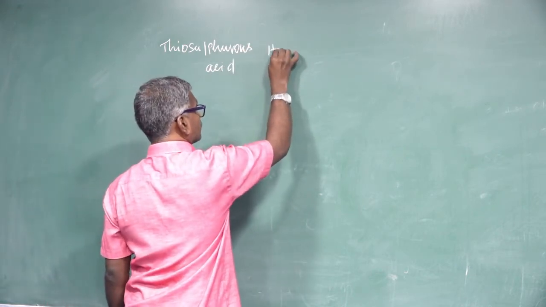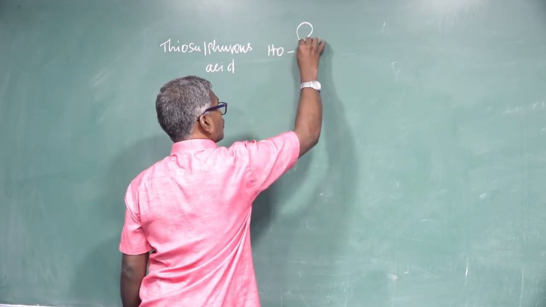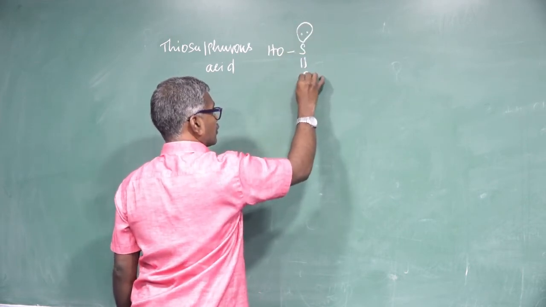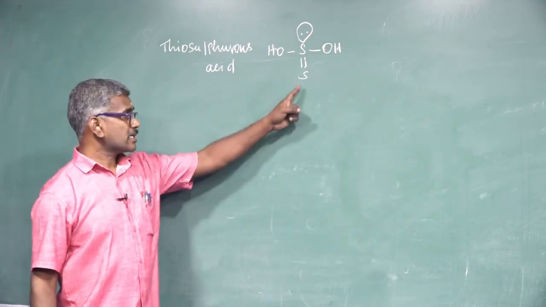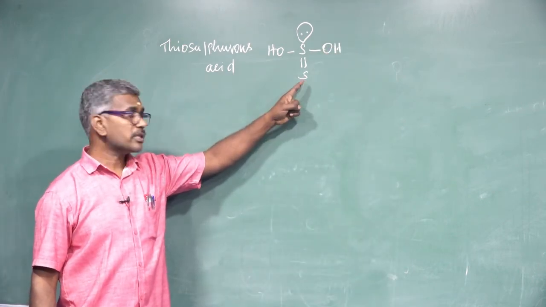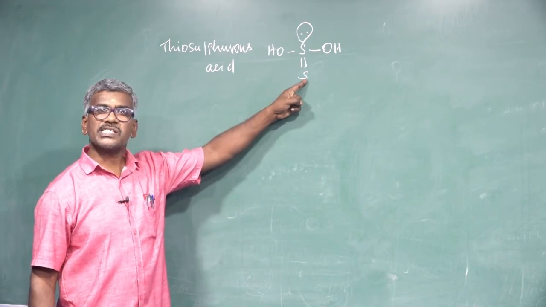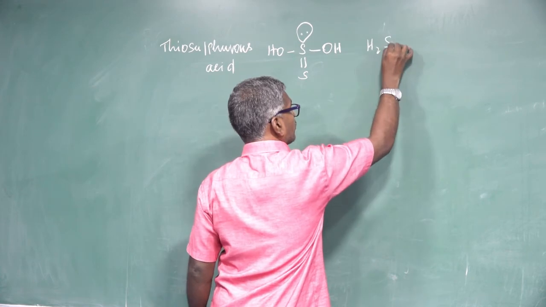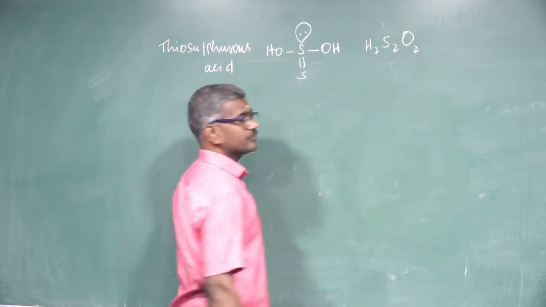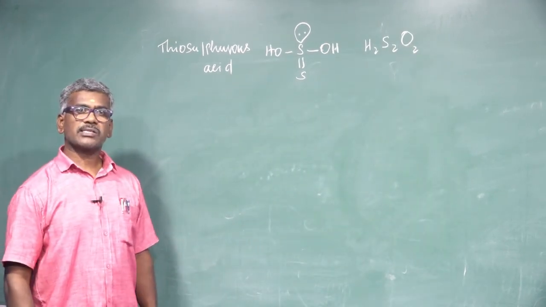Structure. This is a structure for thio. This is a thio compound. Thiosulfurous acid. Formula H2S2O2. How to find out the oxidation state?